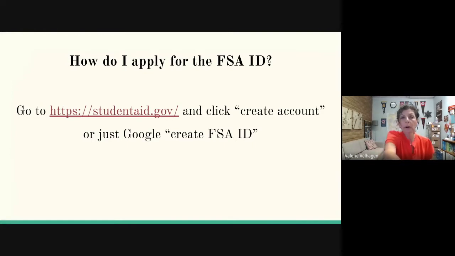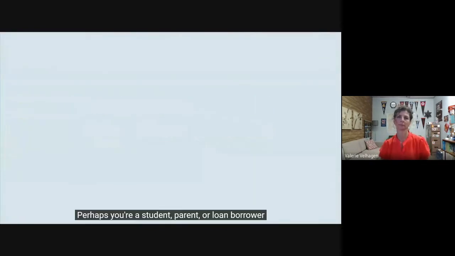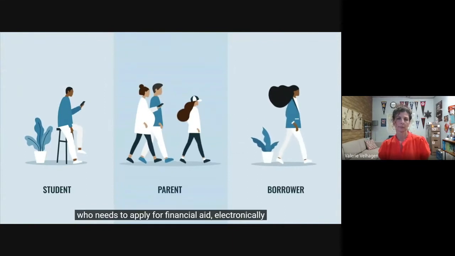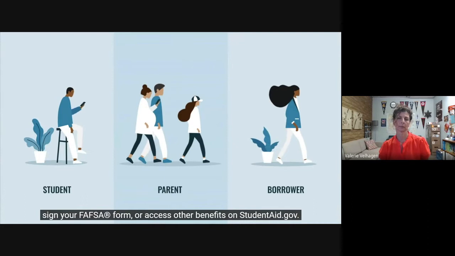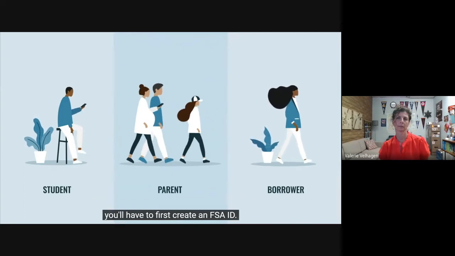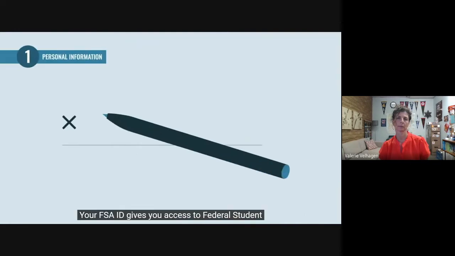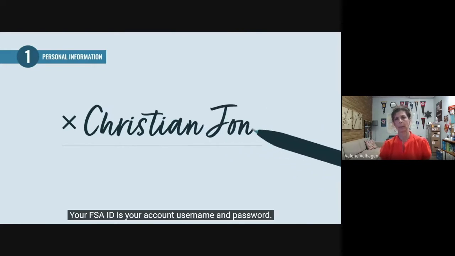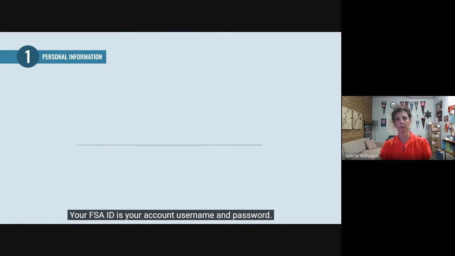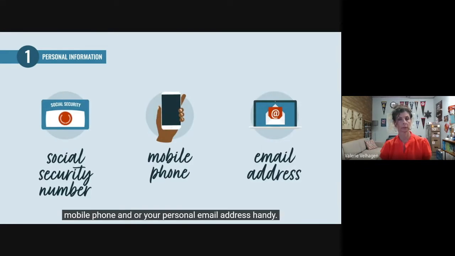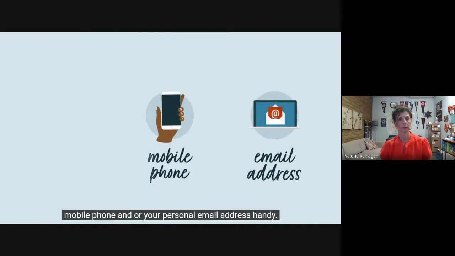A little more info. Okay, here we go. Basically, if you're a student or parent and you're applying for financial aid, you're doing it electronically by filling out the FAFSA. And studentaid.gov has a lot of other info on their website about borrowing money if you need to. But let's stick to this. The reason you're doing the FSA ID is to sign the FAFSA. The ID is your account username and password. And to get ready to get one, you need your social security, your mobile phone, and your email address.